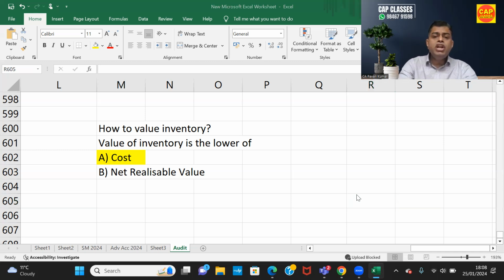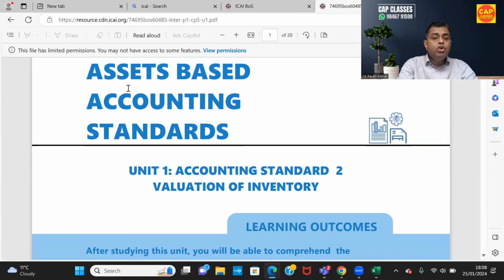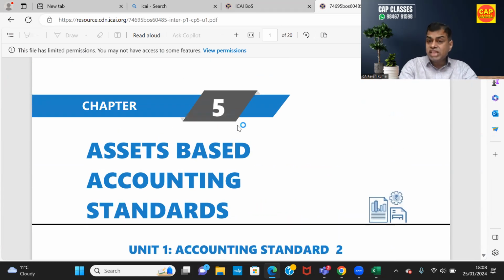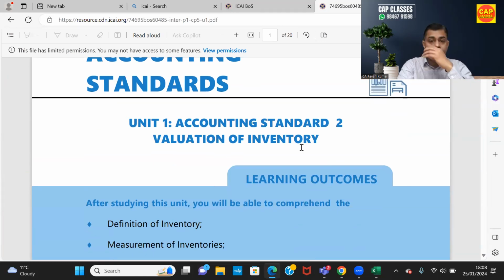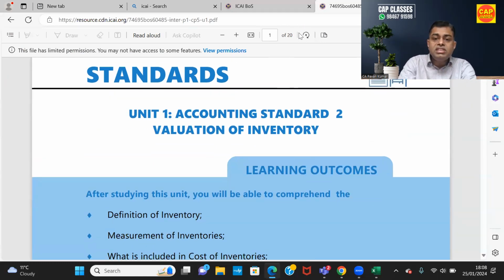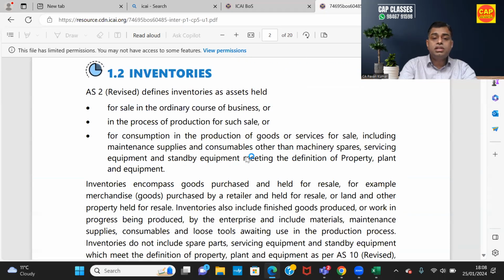Okay, so we'll not spend a lot of time on too much of theory which is given by ICAI, which is actually not required to that level. So in simple terms, we'll go. So if you look at it, asset-based accounting standards, which is chapter 5, in that unit 1 is accounting standard 2, which is valuation of inventory. And if you look at it here, 20 pages are there, but this standard can be written in 2-3 pages also. 20 pages is actually not required. So this is the introduction.